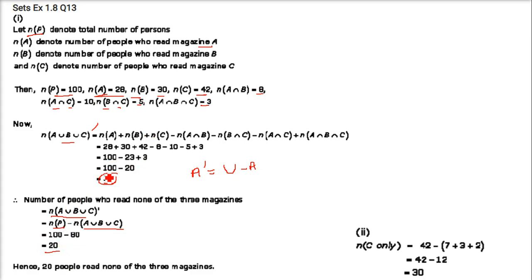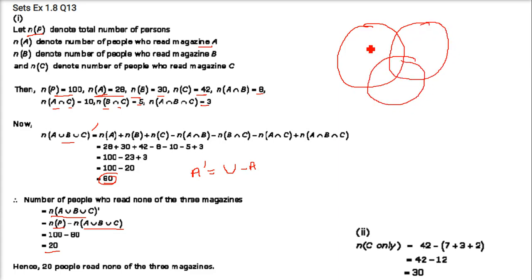Okay. Now, the second part is how many read magazine C only. For that, let us say this is magazine A, this is B, and this is C. So we have to find this portion, only C. What is the total number of C? It is 42. So we have to subtract this portion, and this portion, and then this portion.